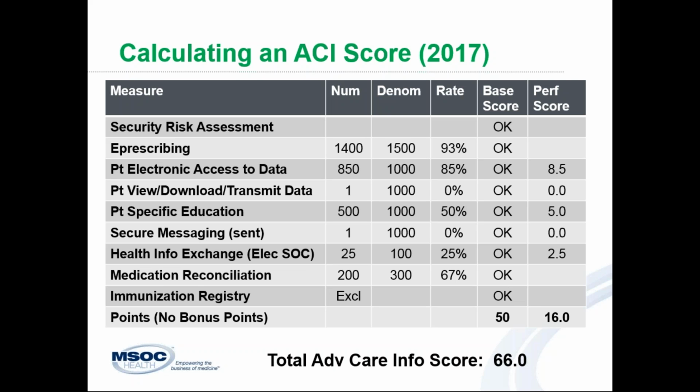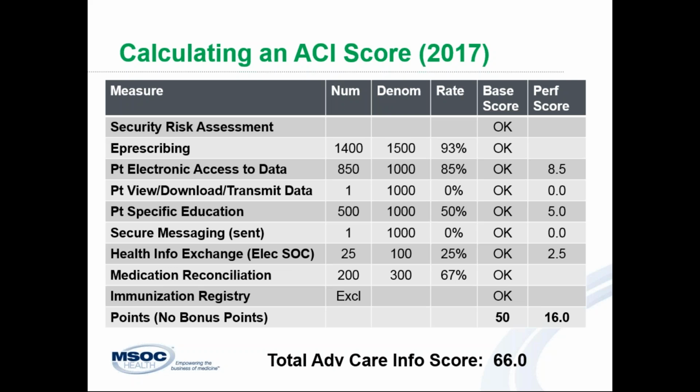They did a security risk assessment. They're able to attest yes. They have e-prescribing, and they have a numerator more than 1. Each of these items needs to have a numerator more than 1 or a yes-no answer, or in the case of the immunization registry, if you're excluded because you don't do immunizations, you get an okay. So this practice gets 50 points from the base score, from having all of those things be yes or greater than 1.